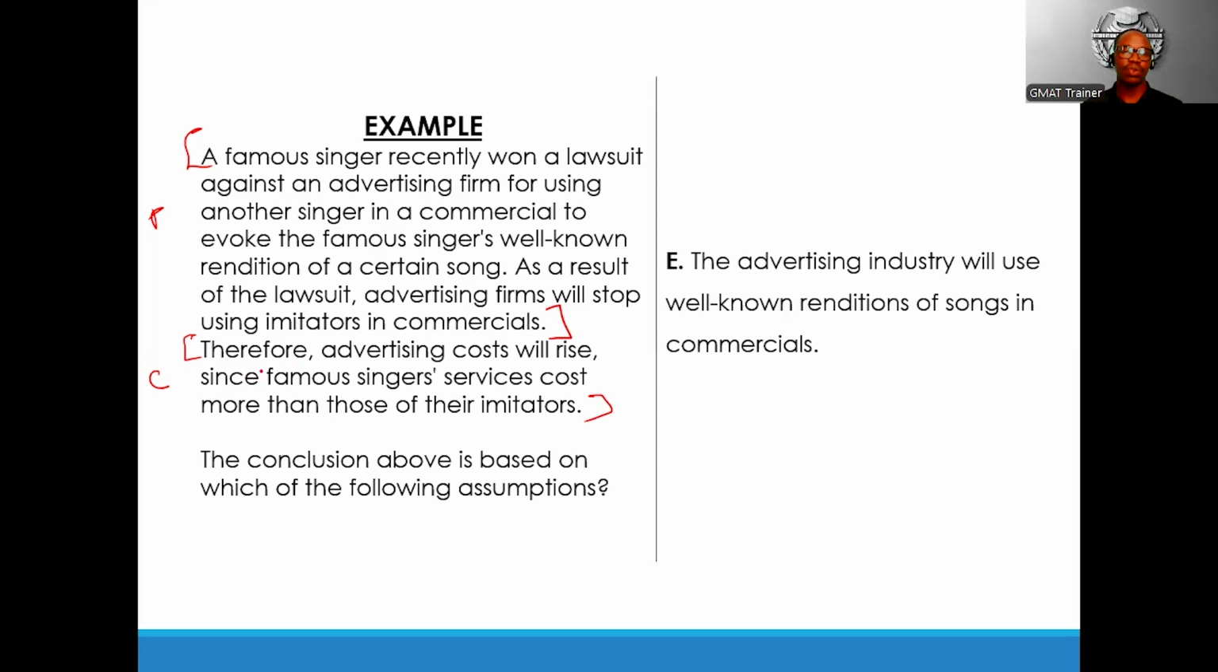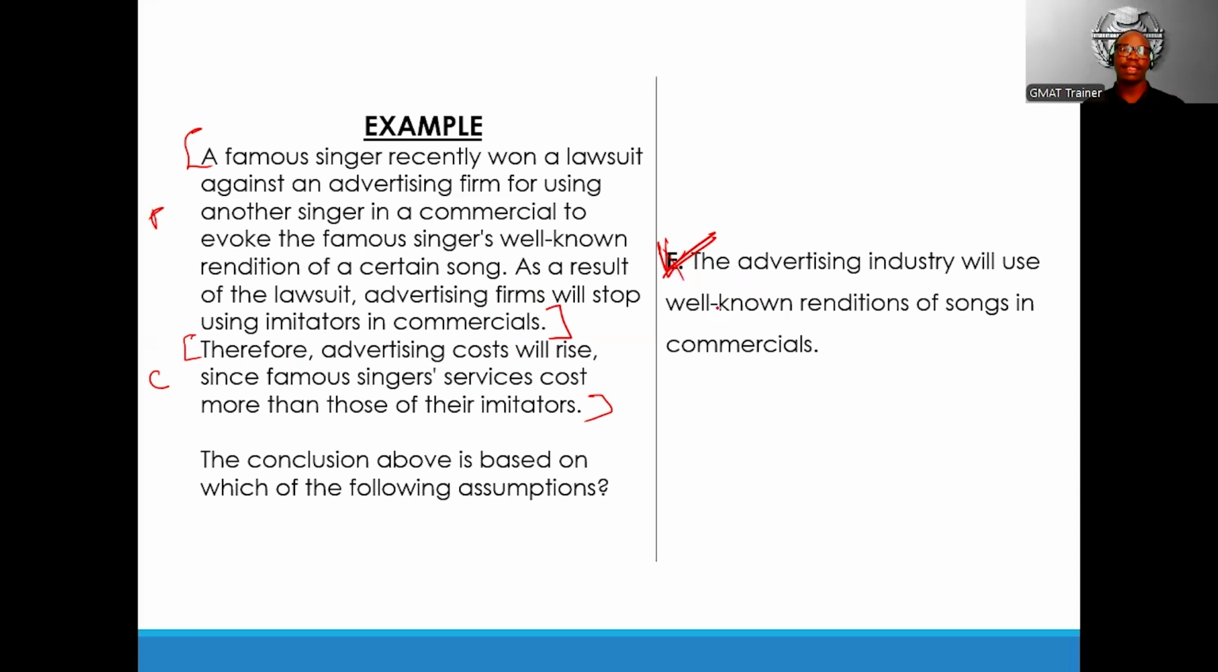Basically, it is telling us that for the author of the passage, whatever this conclusion, this one has to be true for the argument to hold. Without this knowledge, the argument will not hold, right? Imagine, for example, that the advertising industry is not using renditions of these songs. Would there be an issue about famous singers and lawsuits? Definitely not. So E is correct. It is the link that you're looking for. For the author to arrive at this, you have to have this information being constant for the argument to hold.